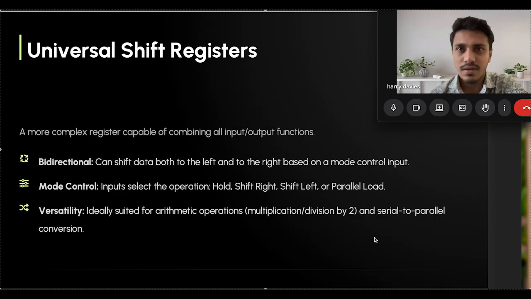If we summarize the topics, in short, the PIPO gives us speed and the universal register gives us maximum flexibility. That's all from me, and thank you everyone.